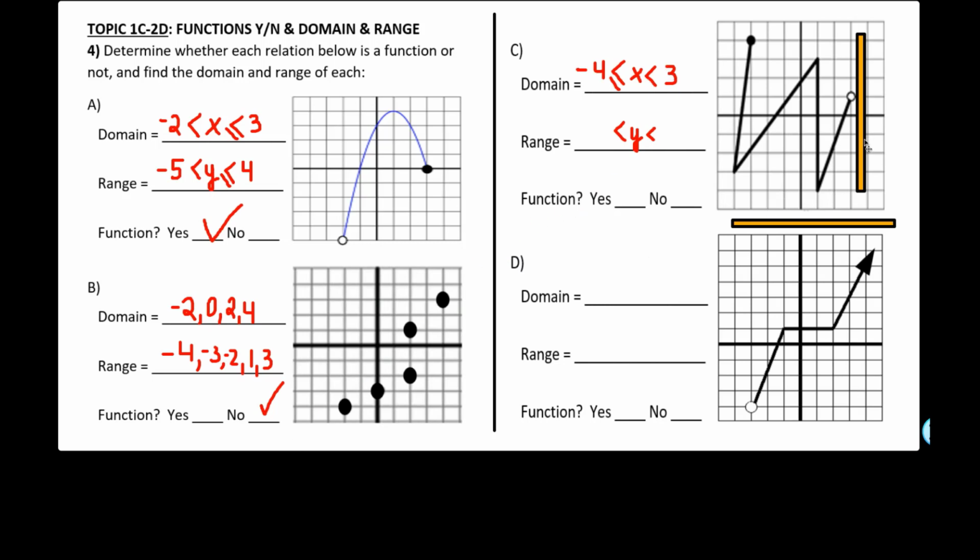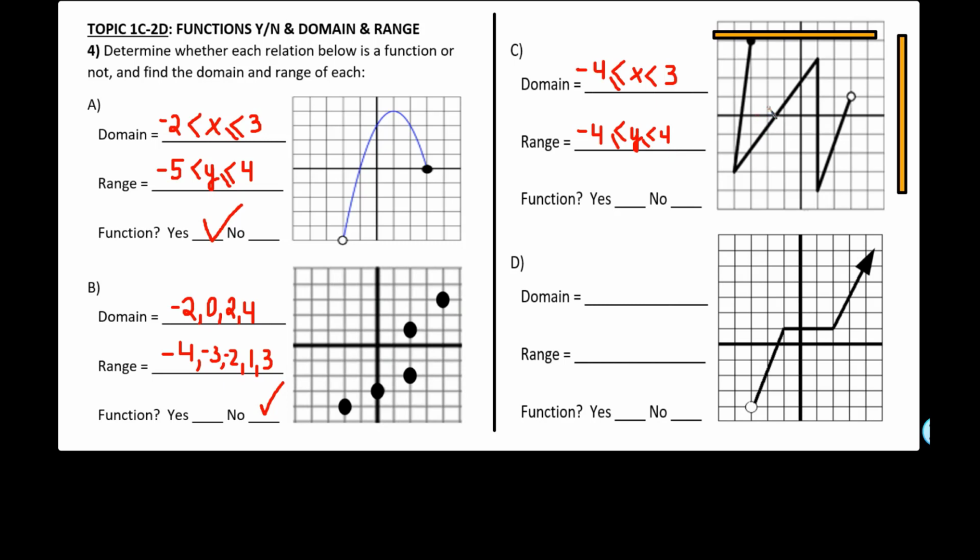So now I'm going to move my pencil from bottom up to find the range. The first place I touch is -4. And because the line is solid, I'm going to put a dash. And the last place I touch will be up there, which is +4, with the dash because the point is solid as well.